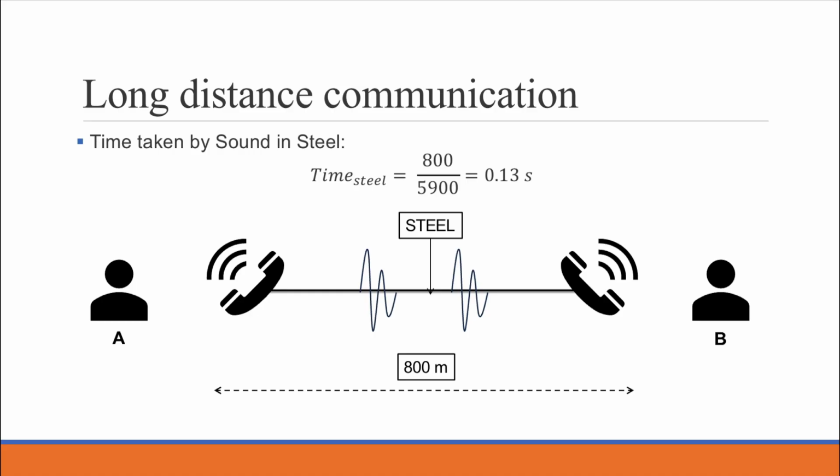Let's assume it is steel and the speed of sound in steel is around 5,900 meter per second, and the distance is 800 meters. If you plug in the values, the time taken for sound to travel is only 0.13 second. Now, back in the day, it was amazing that two people at a distance of 800 meters could communicate in around 0.1 second. We cannot imagine two people 800 meters apart communicating through air. It is just not possible. And all this for free, because acoustic telephones don't need electricity to work.